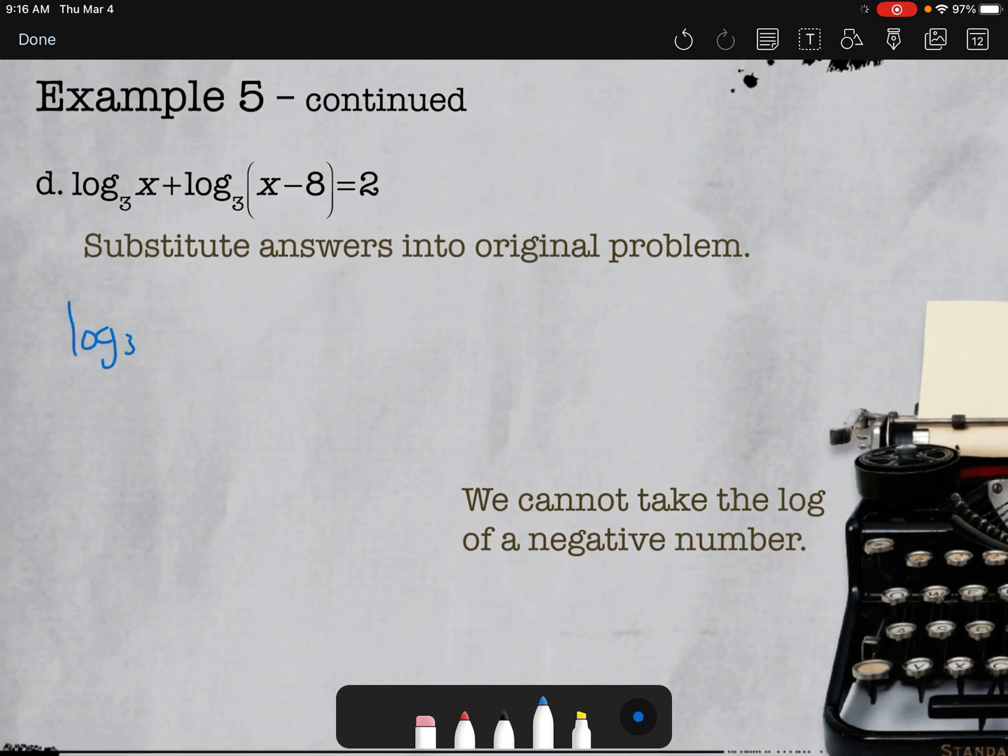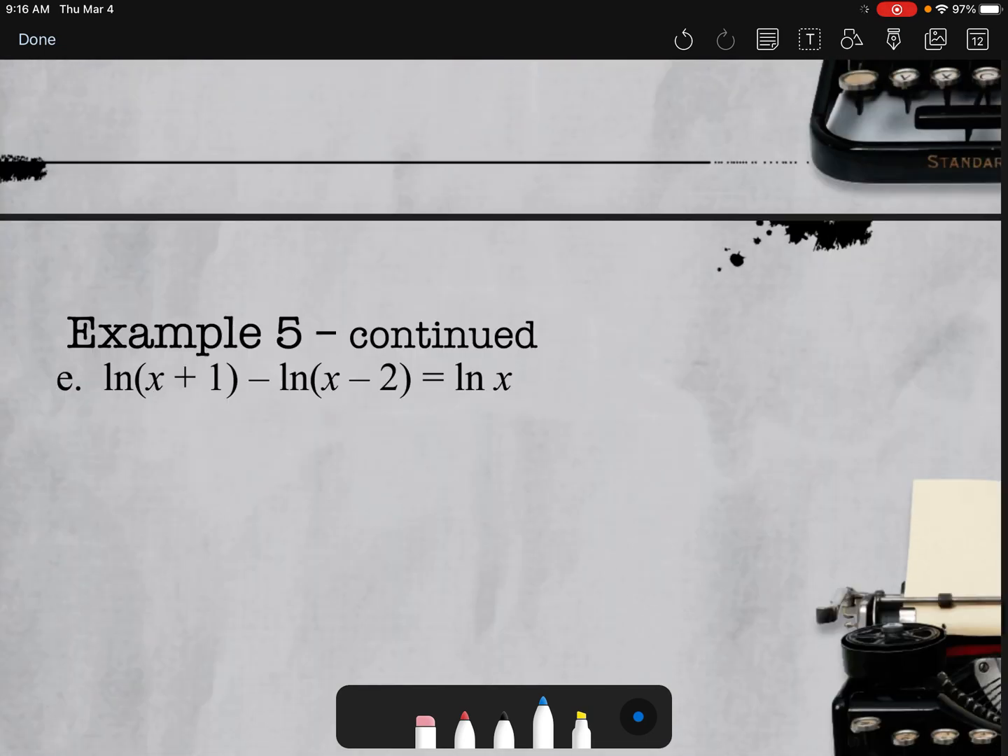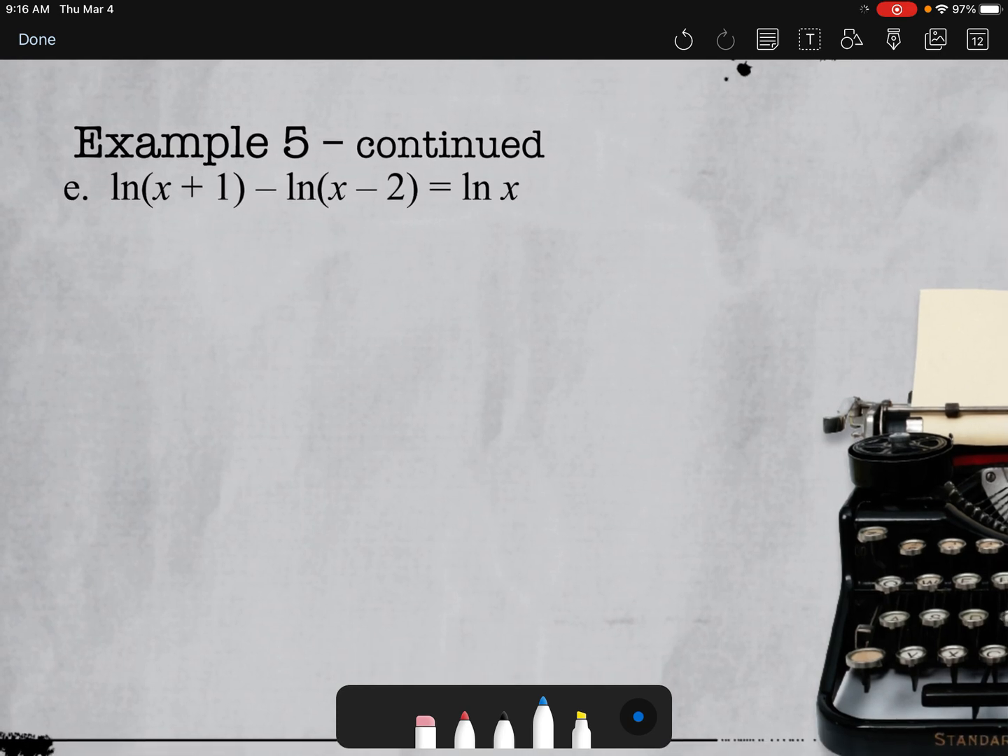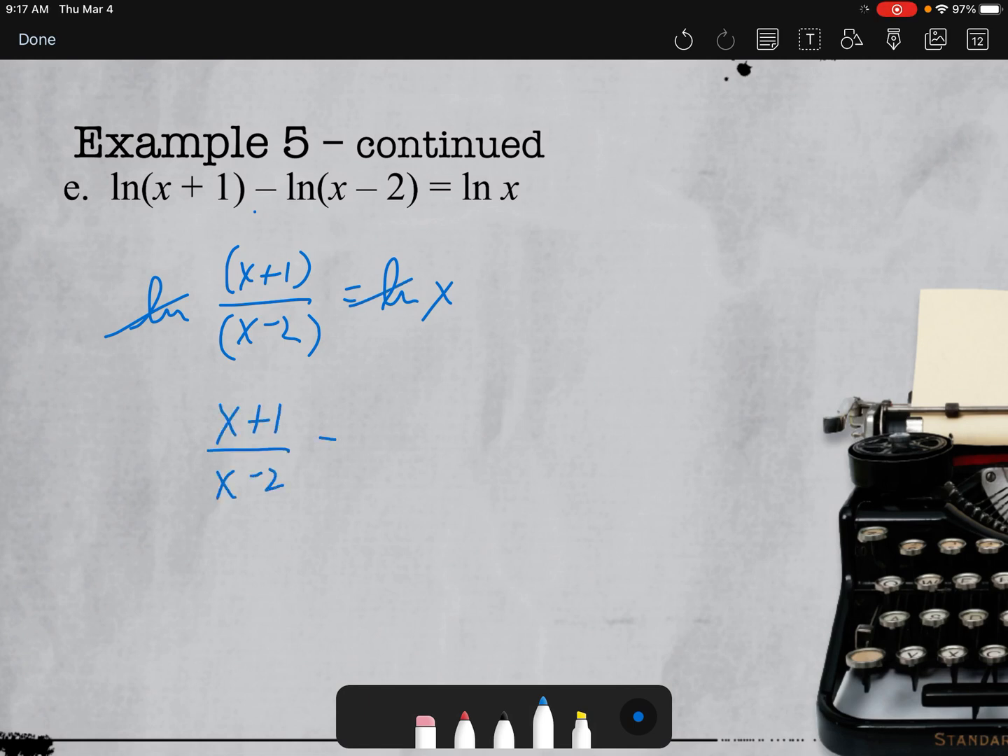Okay, so here we go. Here's another plus. So that'd be x times x minus, oh, sorry, same problem. We already did it. Here's one for you. Minus sign. That would be division. Okay, well, both sides are natural logs. Thus, we literally can just do this and say x plus 1 over x minus 2 equals x.